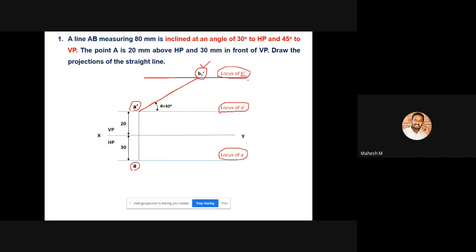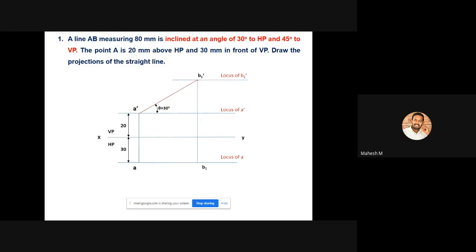Clear? So the next thing we have to do is create an imaginary vertical line. There is no name for this vertical line. You have to project this vertical line up to locus of A. The vertical line starts from B1 dash and ends at locus of A. So you will get a point exactly here, and the name of the point should be B1, because we are marking the top point as B1 dash. So you can name it B1 here. Is there any doubt up to this?